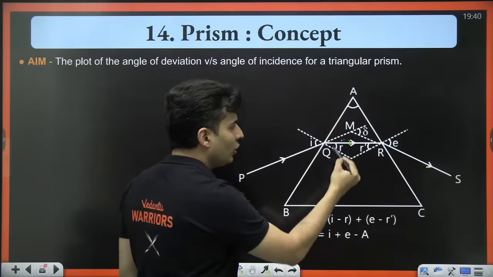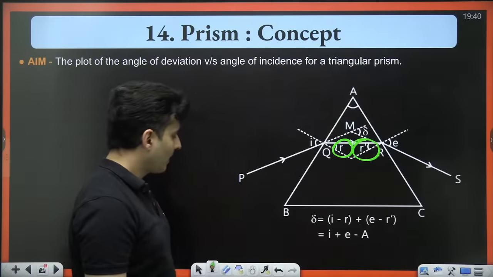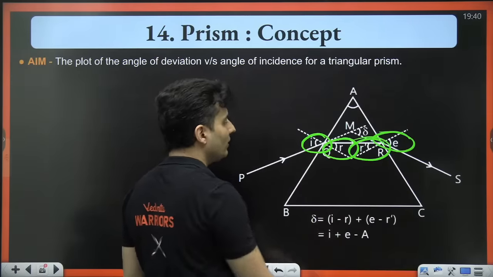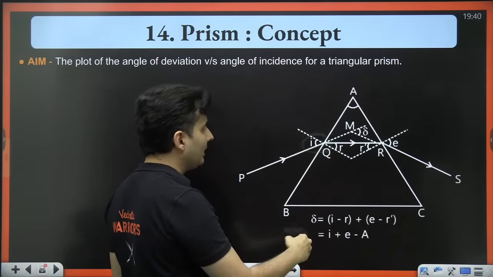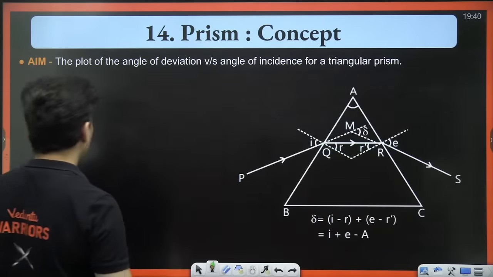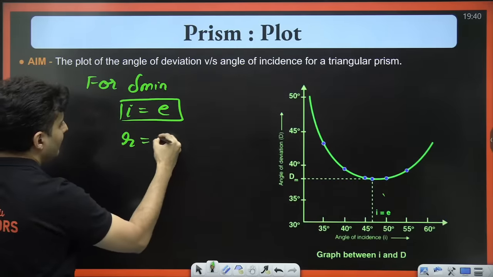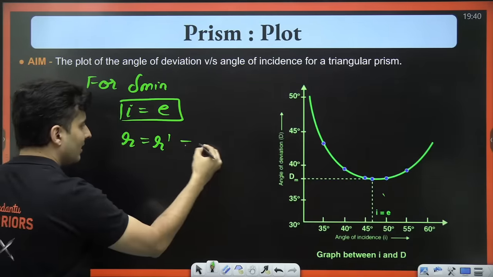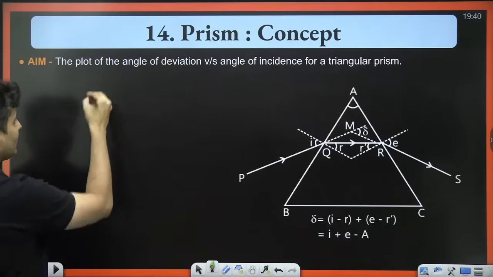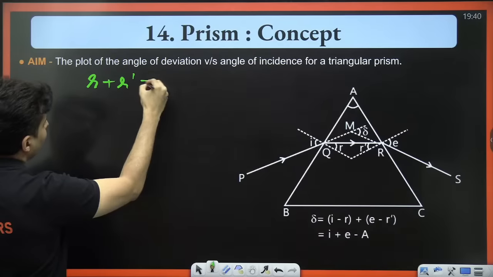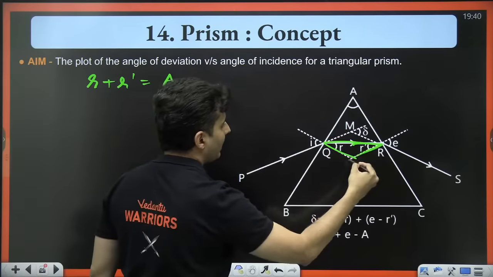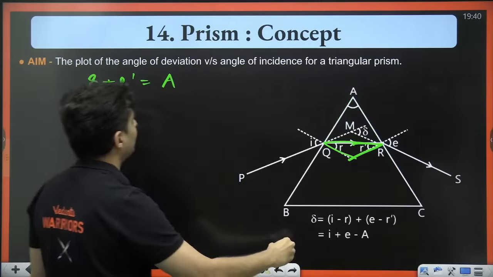Not just that, do you see the internal angles here? If these two are equal, naturally these two will also be equal. These are the internal angles of refraction. So you will also see R will be equal to R prime. In fact, they both will be A by 2 because R plus R prime is actually A. R plus R prime is the angle of prism.